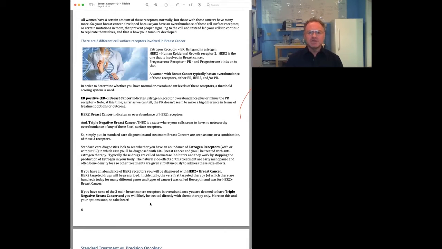So with the progesterone receptor, it can occur with estrogen receptor or without. It doesn't seem to make a big difference in how it's treated, but it's another thing that they look at.